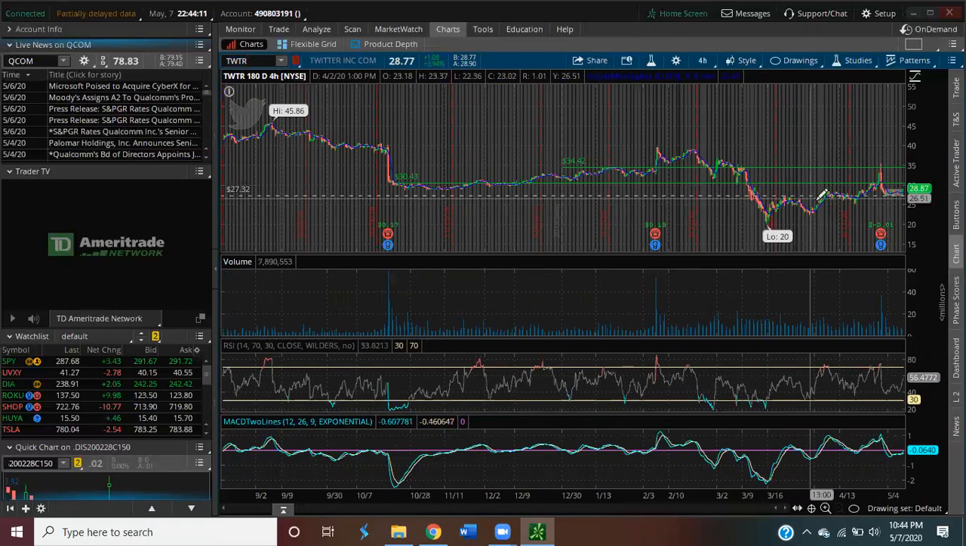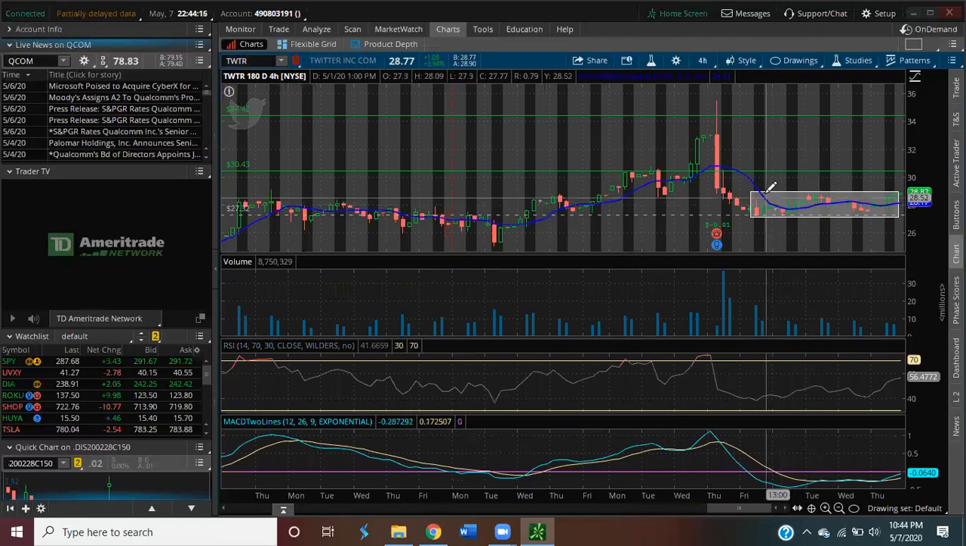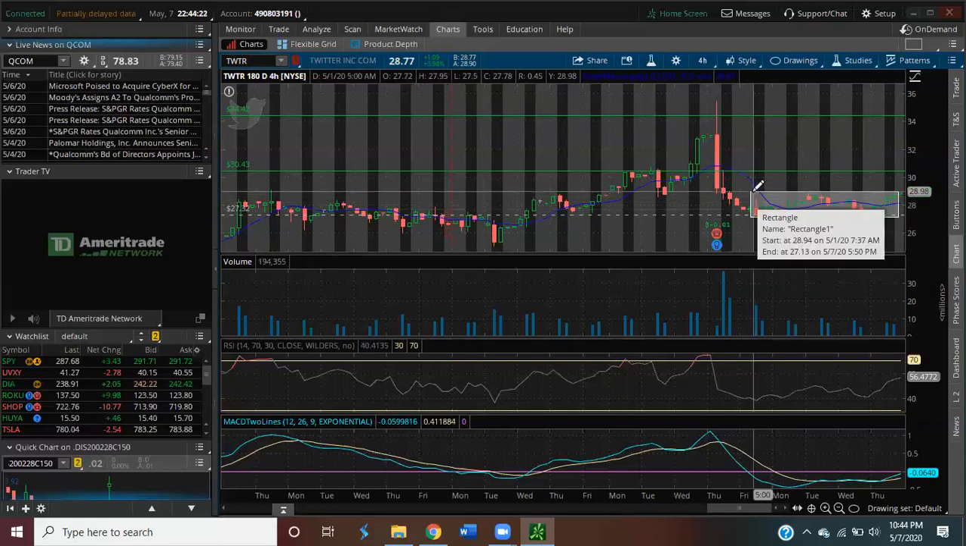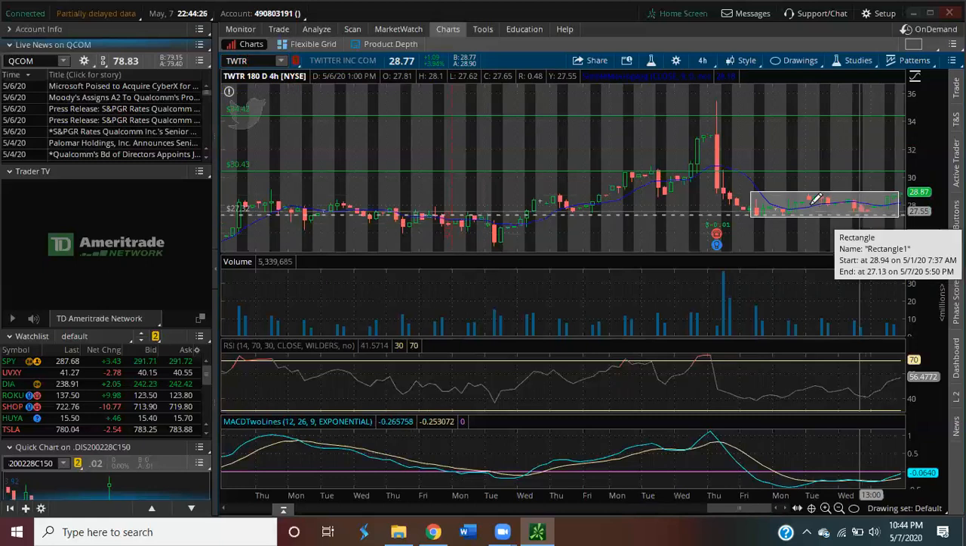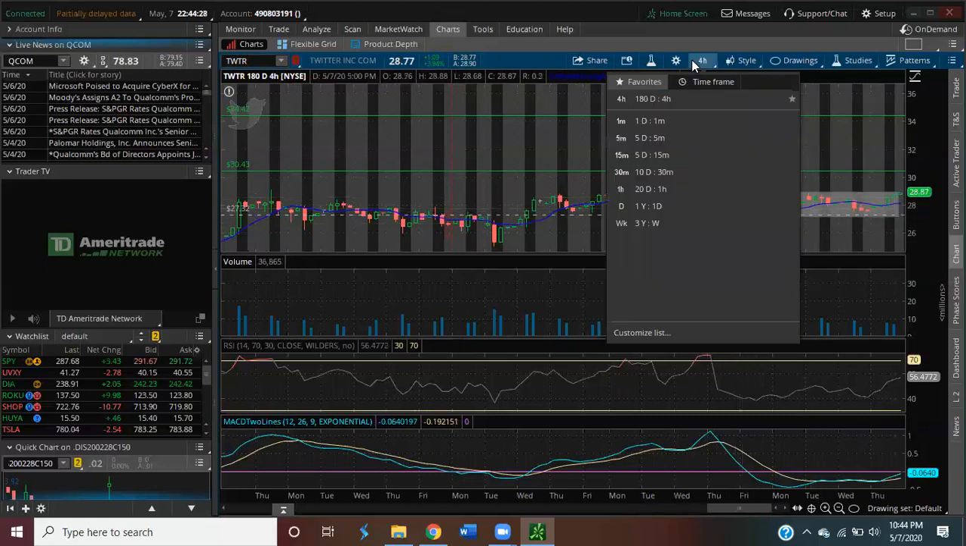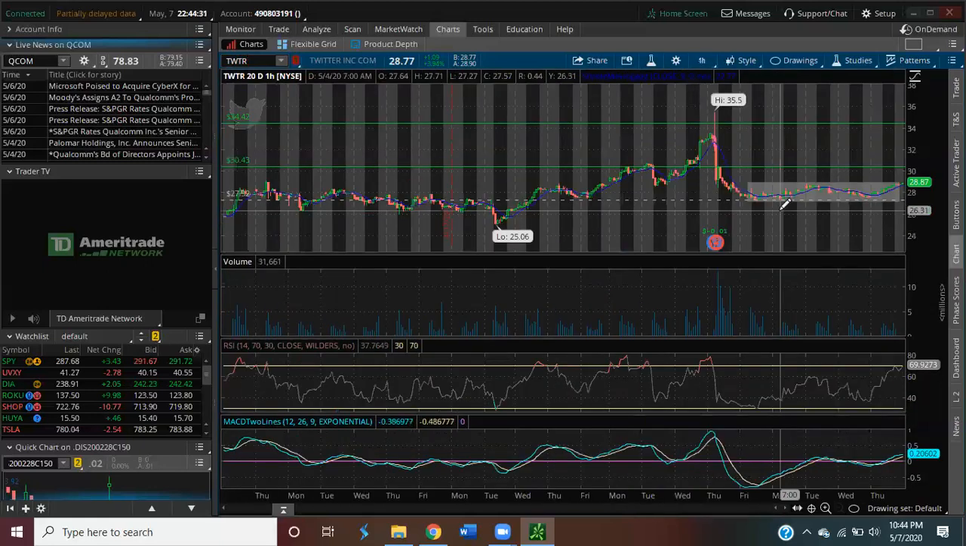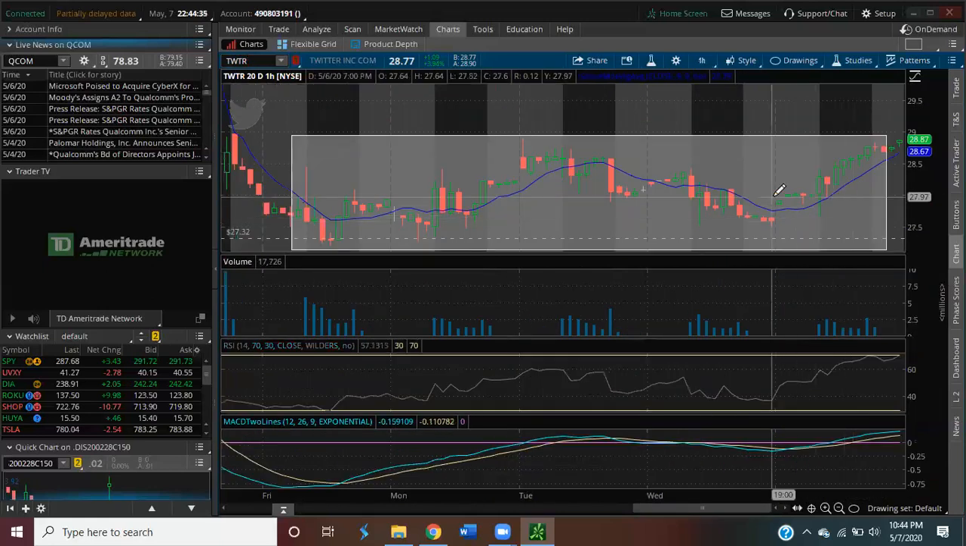Let's look at this 4-hour chart for Twitter. Looking at this 4-hour chart, we see Twitter has been in this range right here since Friday, from about 27 up to 28.98. So it's really not a good trade in between this range, but you might say, if it's still in the range, why are you in? I'm thinking that it might break out of this range.